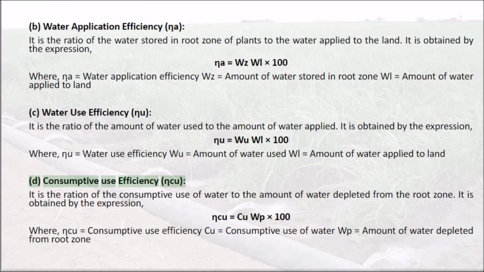D. Consumptive use efficiency, ηcu. It is the ratio of the consumptive use of water to the amount of water depleted from the root zone. It is obtained by the expression ηcu equals CU/WP times 100, where ηcu equals consumptive use efficiency, CU equals consumptive use of water, WP equals amount of water depleted from root zone.